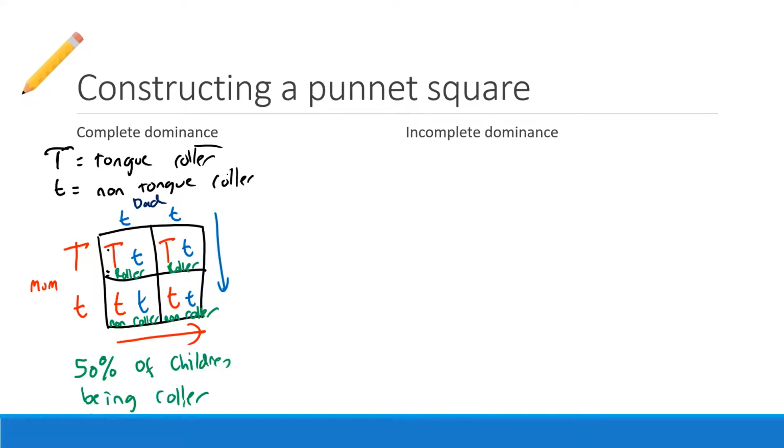The reason it's 50% as well is because we've got a homozygous and a heterozygous. Now you don't have to do it in that order. You could put the homozygous on the left, but yeah.